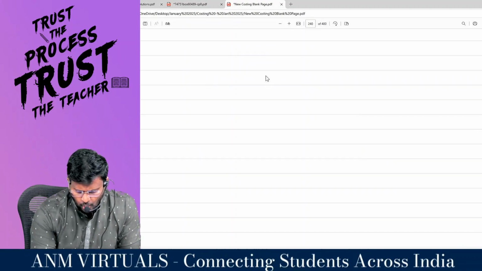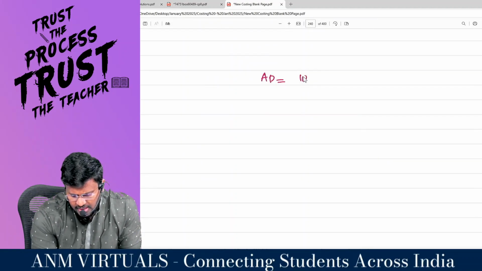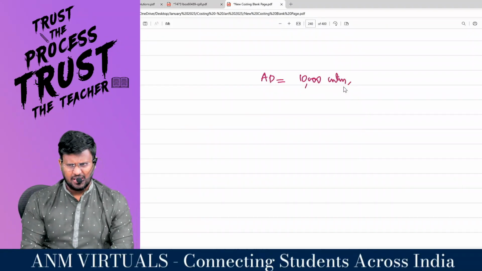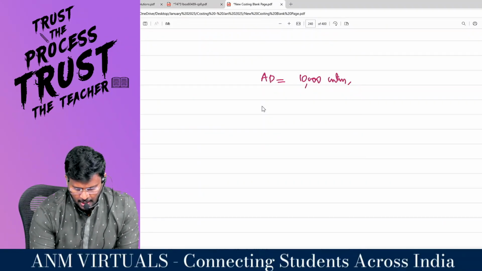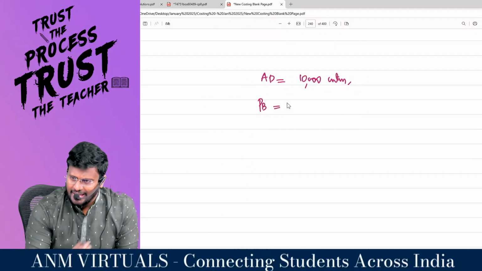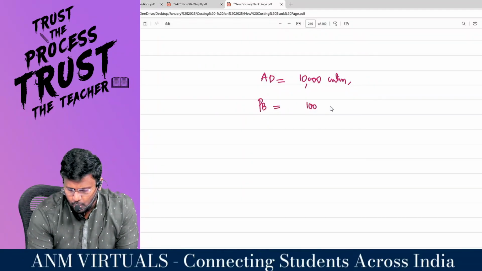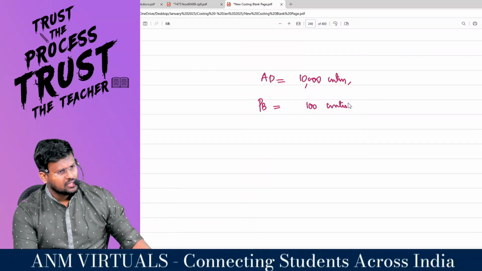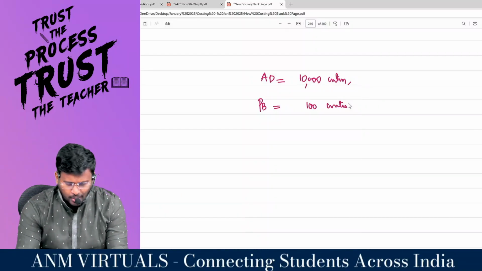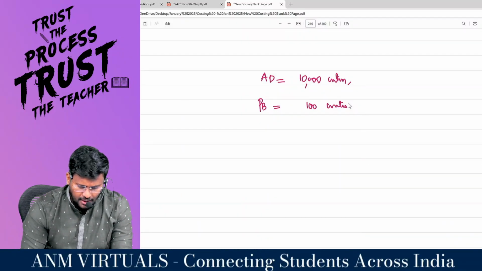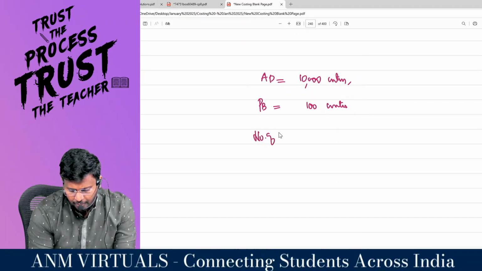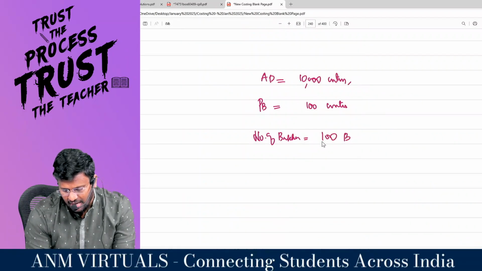For example, I know that annual demand is equal to 10,000 units. For any company, annual demand is 10,000 units. Per batch, in any batch, I can produce only 100 units. More than 100 units, I can't produce. So, calculator, 10,000 divided by 100 means what? Number of batches. What I'm supposed to produce is 100 batches.